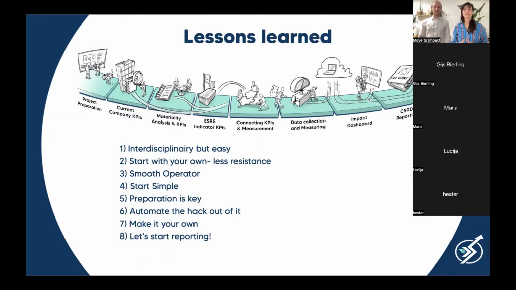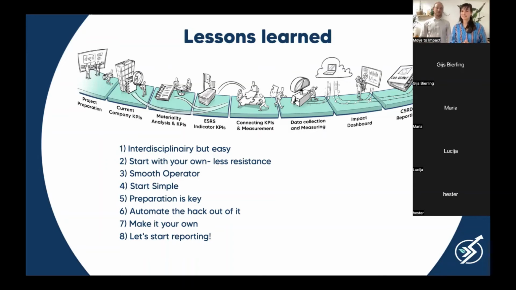The second part is current company KPIs. Start with your own, and then you have less resistance. So really start with your own KPIs. What do you have already on people, planet, and profit? That creates a little success moment. And also you start with this impact dashboard in mind as the end goal, so that you really take them along and say, hey, we are trying to create this dashboard. These are the KPIs we already have. We just add, basically, the materiality and the ESRS KPIs. That is all we are doing. That makes it a little bit easier for them, and they see that nothing has to be done from zero to 100. There is already a lot in place.